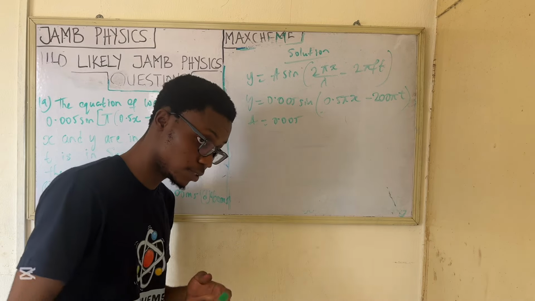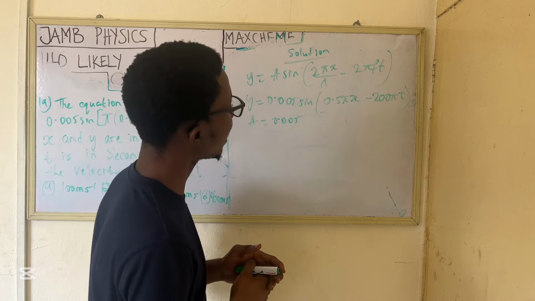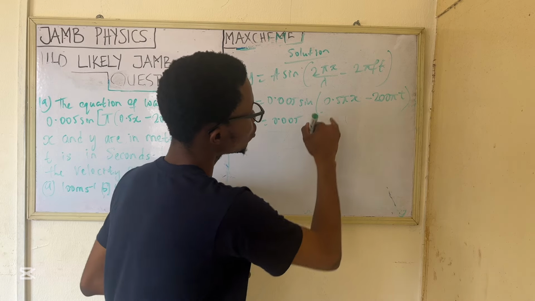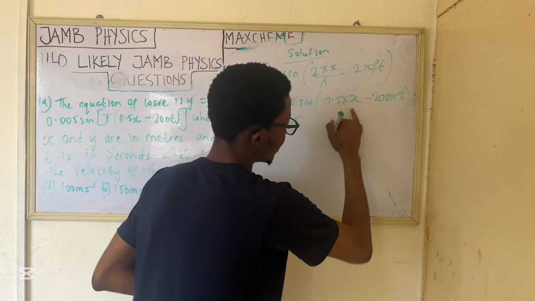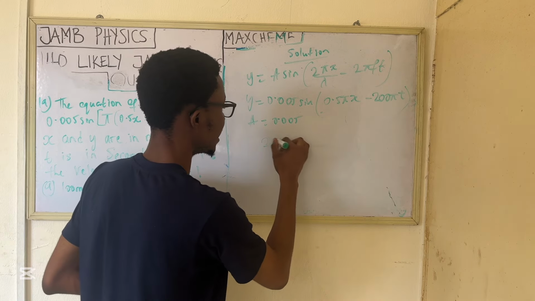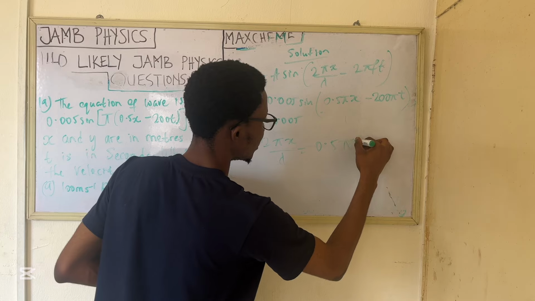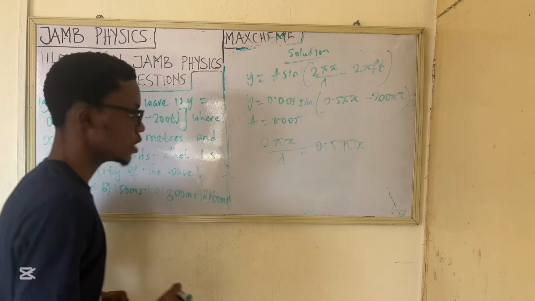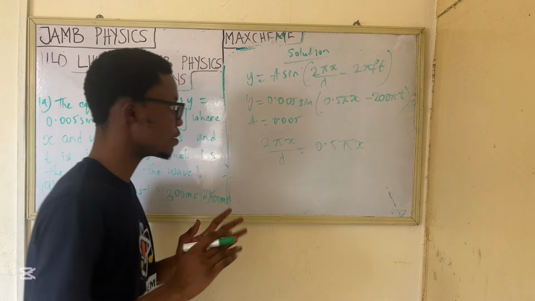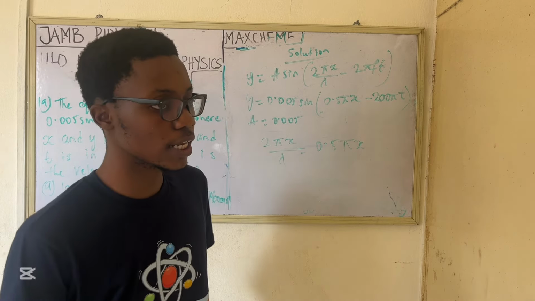Amplitude is the maximum displacement. So we have 2 pi x over lambda, and here we now have 0.5 pi x. That means we have to equate them. That is 2 pi x over lambda is equal to 0.5 pi x. Now from here we want to get something, which is lambda. Are you getting me now? I'll tell you why we want to get lambda later.